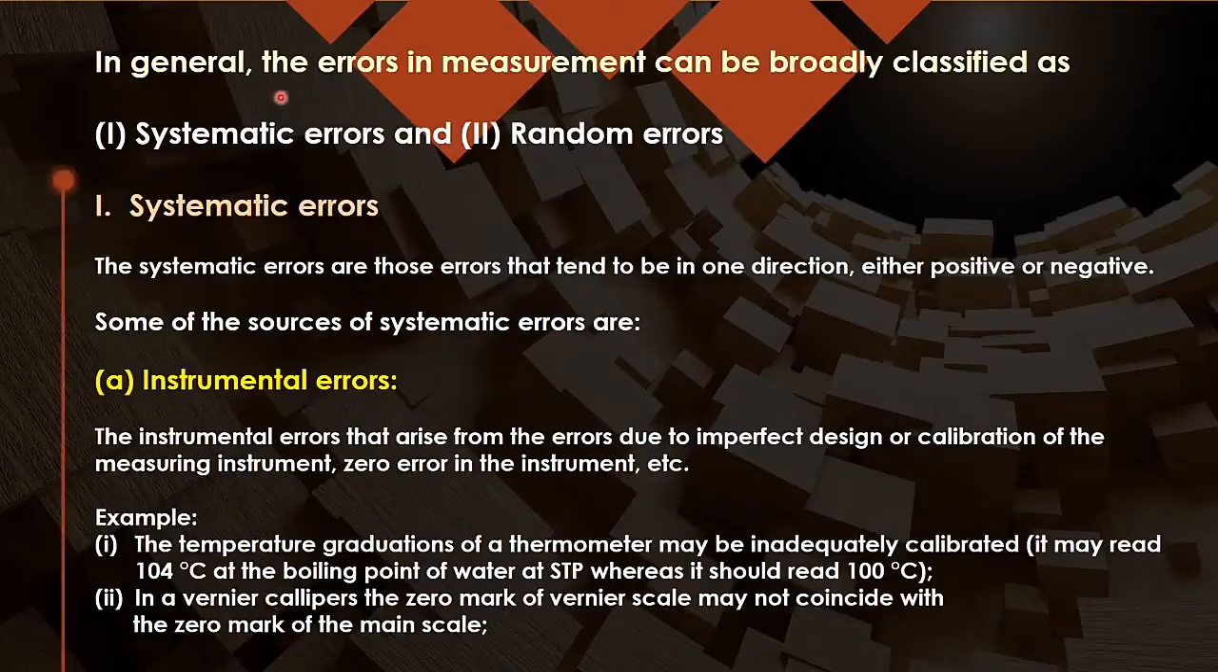When we talk about the errors in the measurement, all the errors I can divide broadly into two categories. One is systematic errors, another is random errors. Systematic errors are those errors which are in one direction, either positive or negative. It means the error is always fixed.